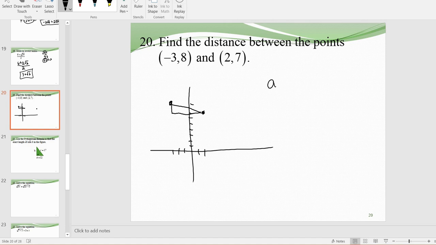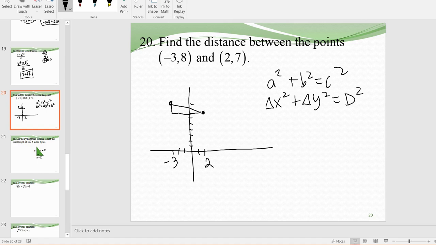I know that for a right triangle, a squared plus b squared equals c squared. A is my change in x, b is my change in y, and c is my distance. So what was the change between the x values? Well, we went from negative 3 to positive 2. Count the spaces. 1, 2, 3, 4, 5. Change in x is 5.